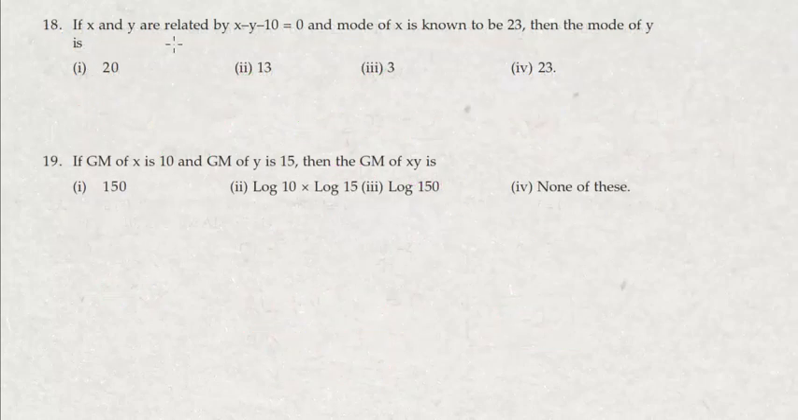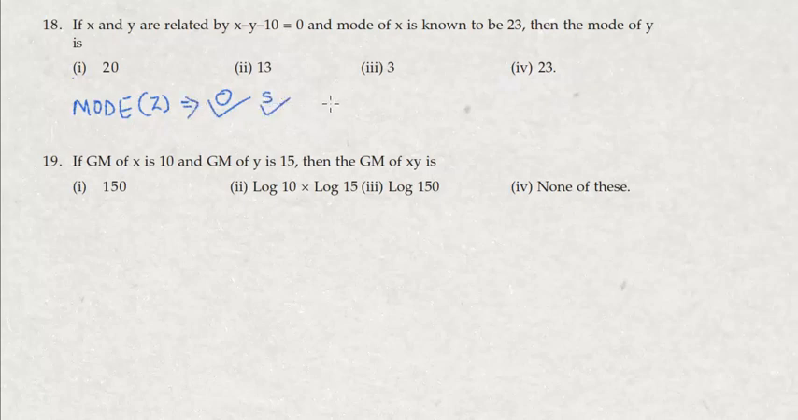If X and Y are related by X minus Y minus 10 is equal to 0, and the mode of X is known to be 23, then the mode of Y is? Mode is affected by change in origin and is also affected by change in scale. So we just have to put the value of the mode of X into our equation and we can easily get the value of the mode of Y.